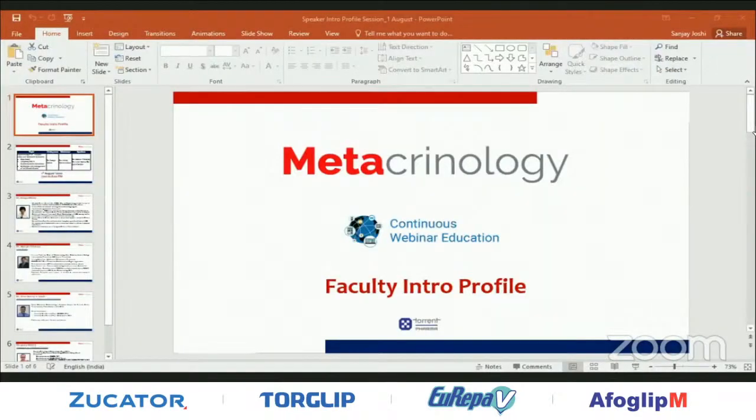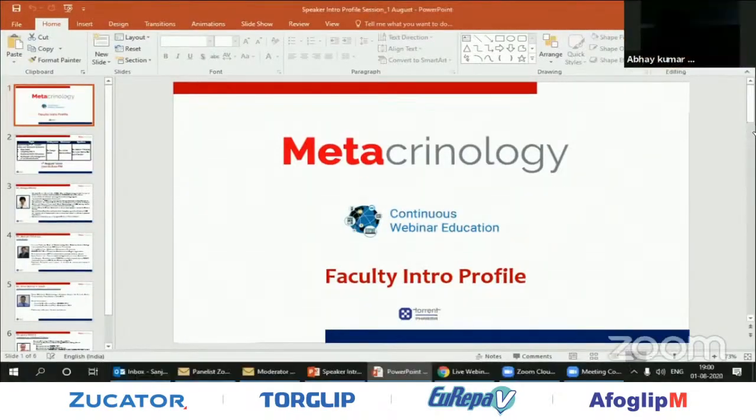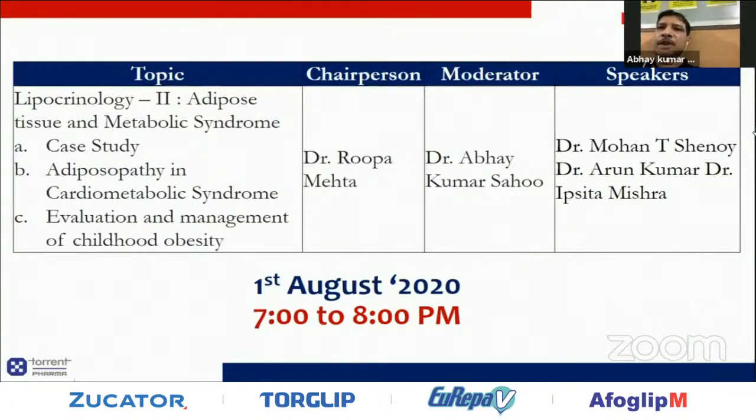Today, we have this Metacrinology webinar, the lipocrinology part 2. The basic motto is adipose tissue and metabolic syndrome. And today, we'll have a case presentation, and also some MCQs. Then we'll discuss adiposopathy in cardiometabolic syndrome. And again, we'll discuss the approach to, specifically, childhood obesity.